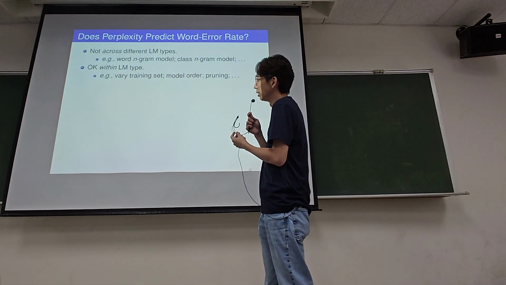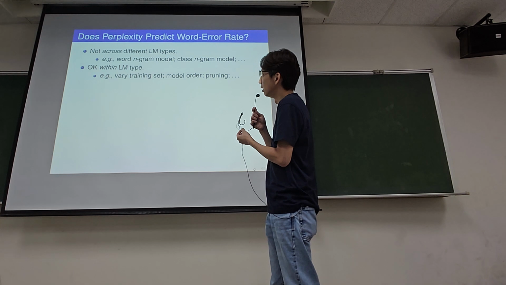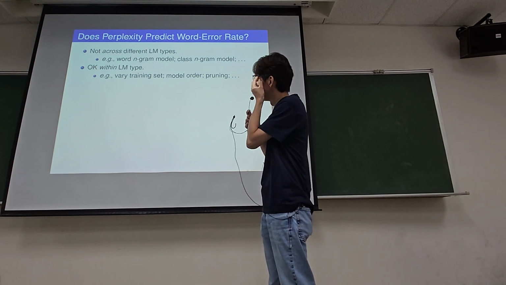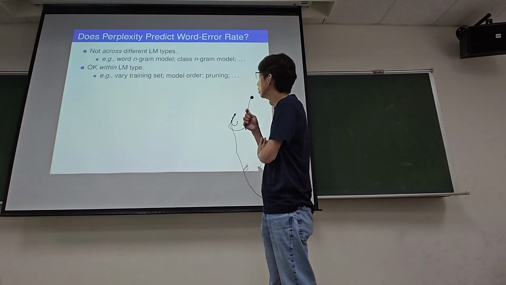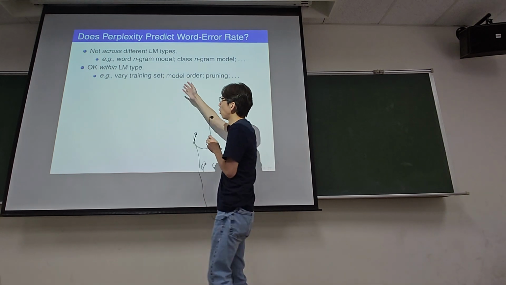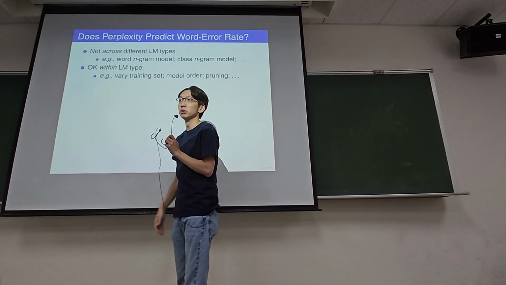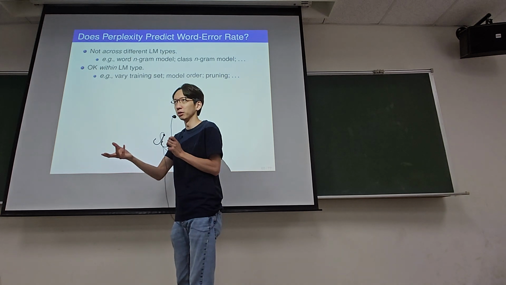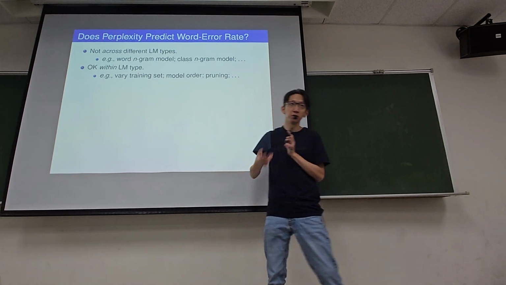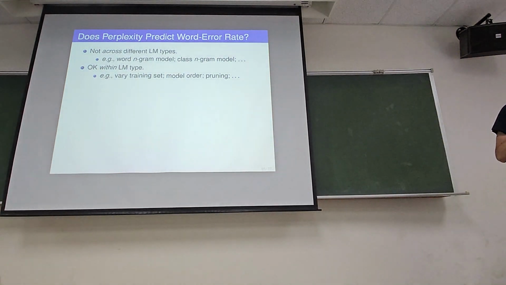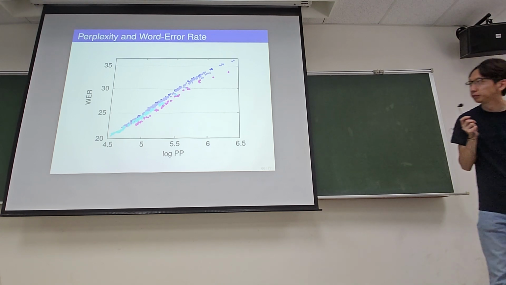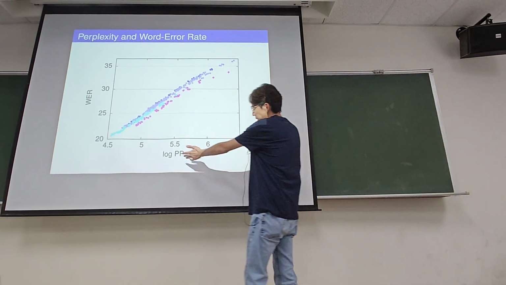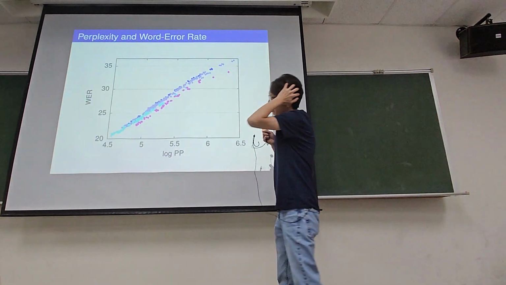You can also compare models of a similar LM type, where the training set, model order, pruning, and all these different parameters are what you choose when training your same language model. Then you can compare them, okay? But you cannot compare different language models using this representation. The log of perplexity, with the word error rate, actually fits quite well.